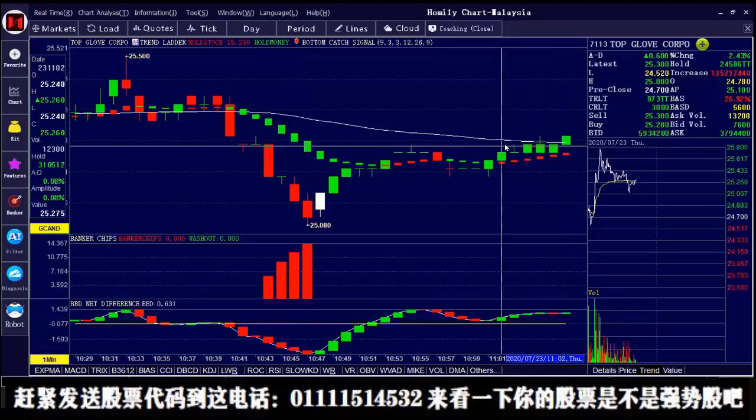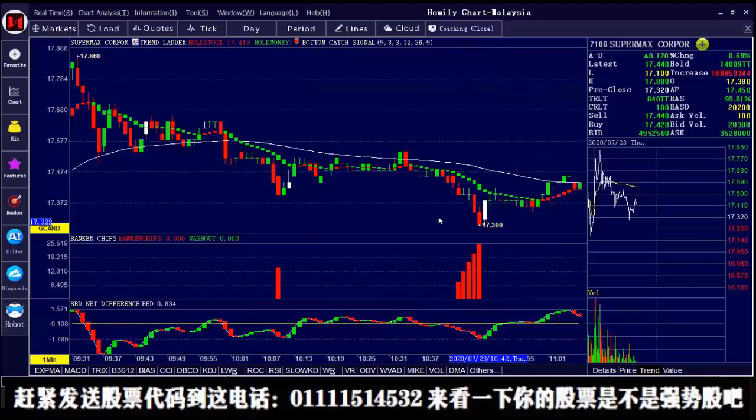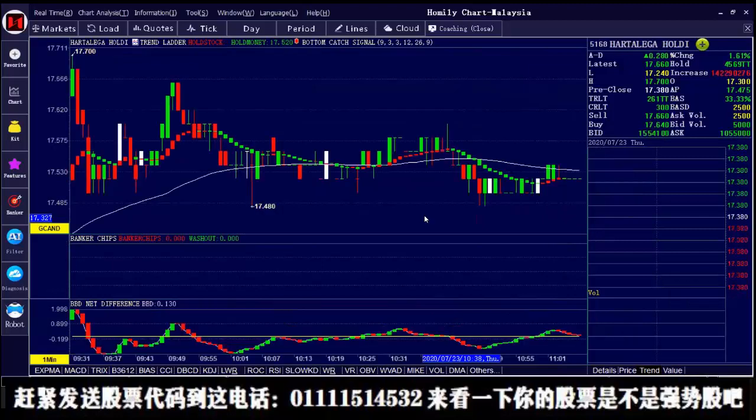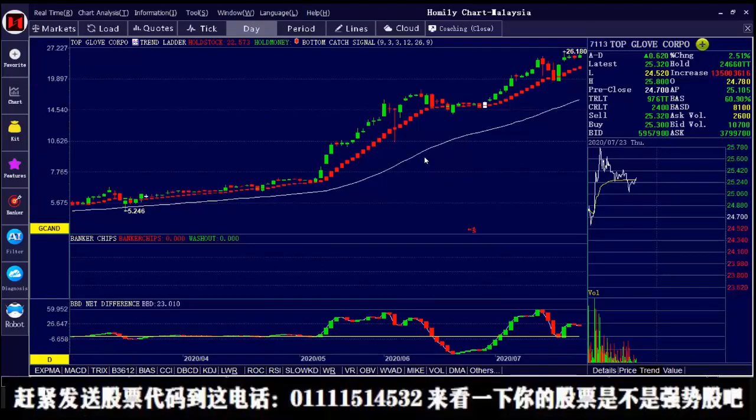This one is 7113, 710306 Super Max. Same thing happens. And another, this one is not strong. This one also not strong. Now the strongest one is the top block. Today it goes up.